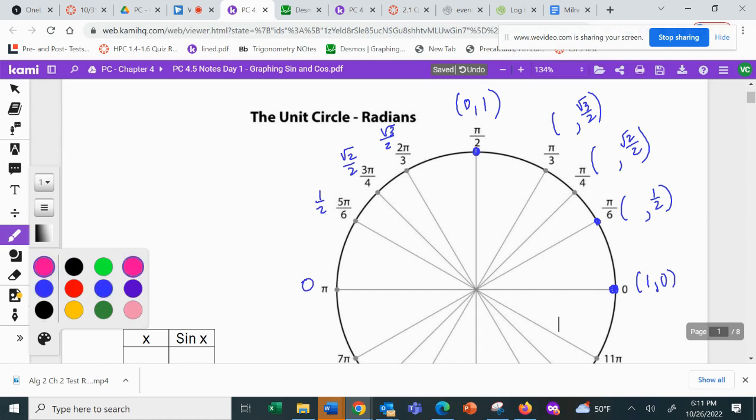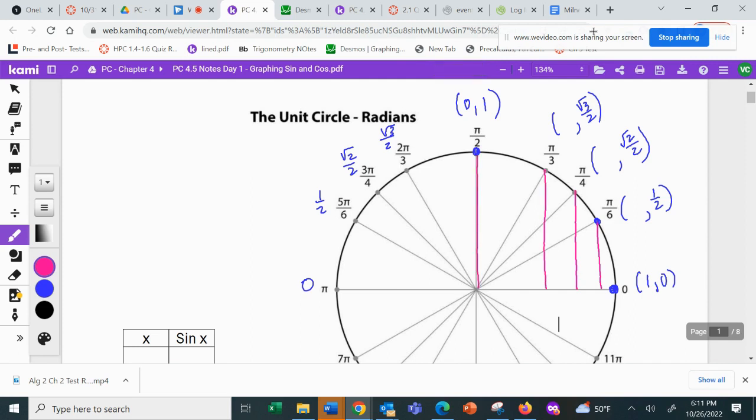Visually, if I'm talking about the sine being the y value, for example, at pi over 6, the y value is this long. At pi over 4, the y value is this long. At pi over 3, the y value is this long. And at pi over 2, it's 1. That's a length of 1 right there. So we can see that the y value starts at 0 and gets bigger and bigger, and then it starts to get smaller and smaller and down to 0 again.